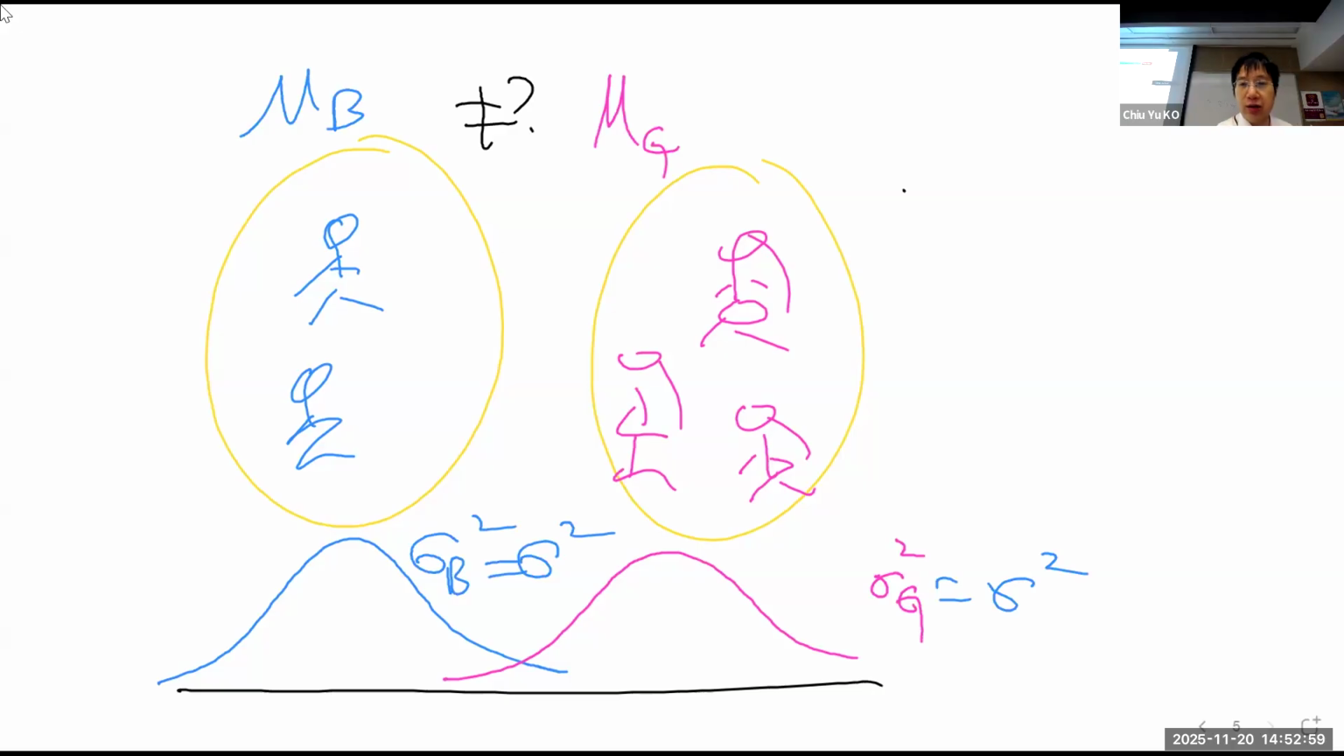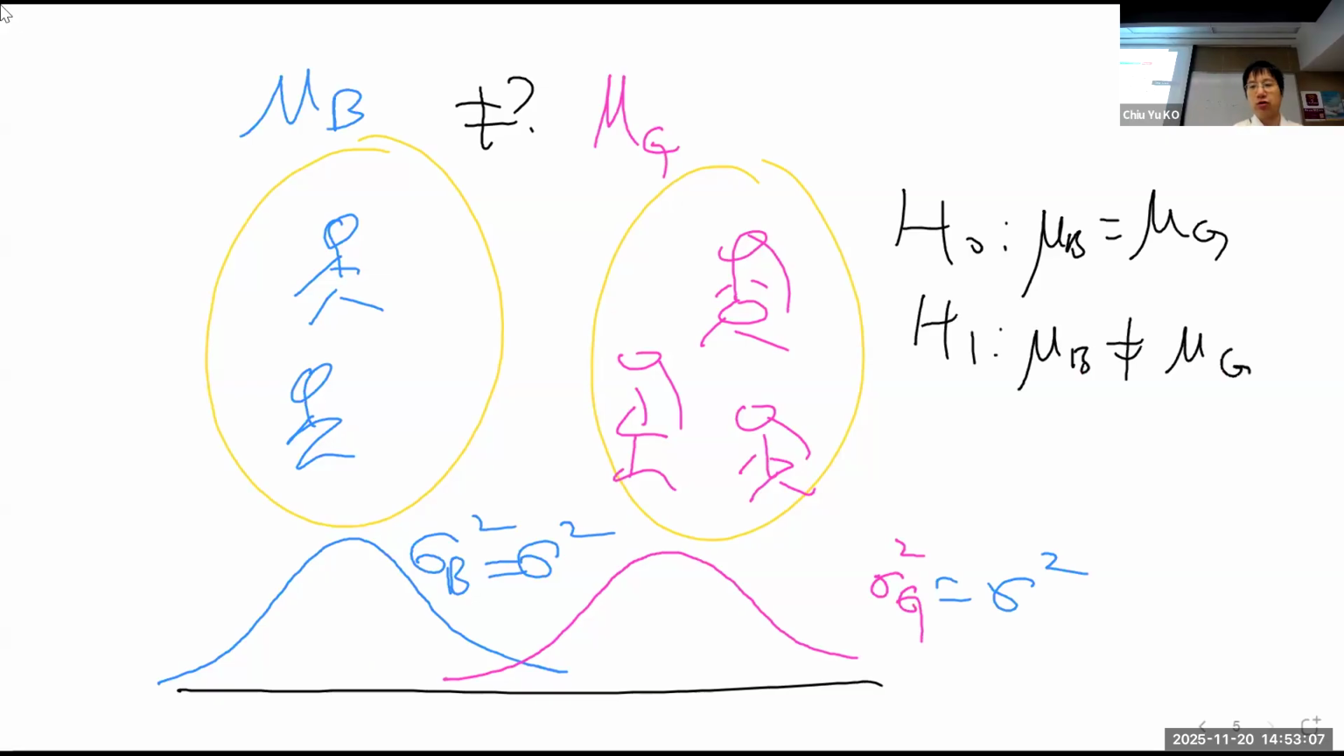So the H null is mu B equal to mu G, or mu 1 and mu 2, and the alternative is not equal to. It's a two-tailed test. It can be more than or less than, and this is also okay. So this is only two samples. ANOVA is talking about more than two.